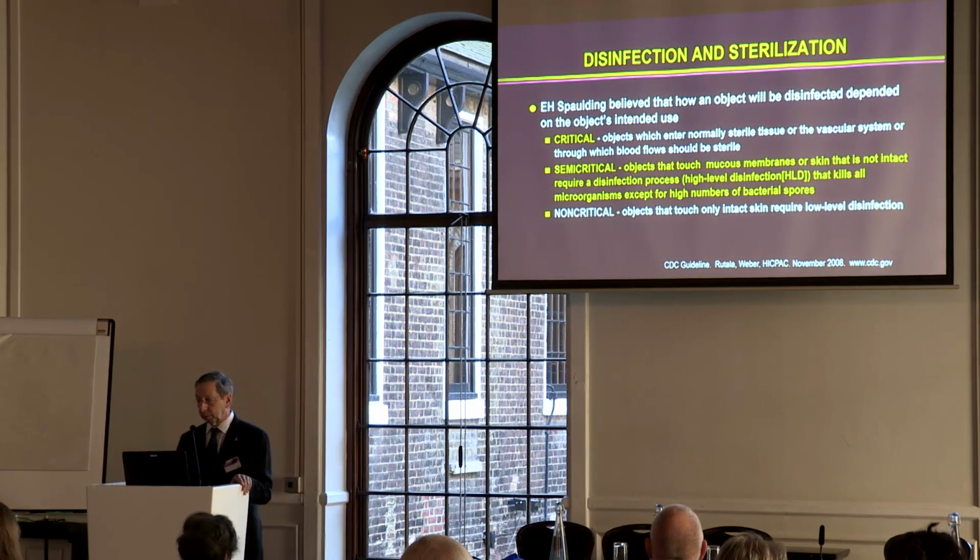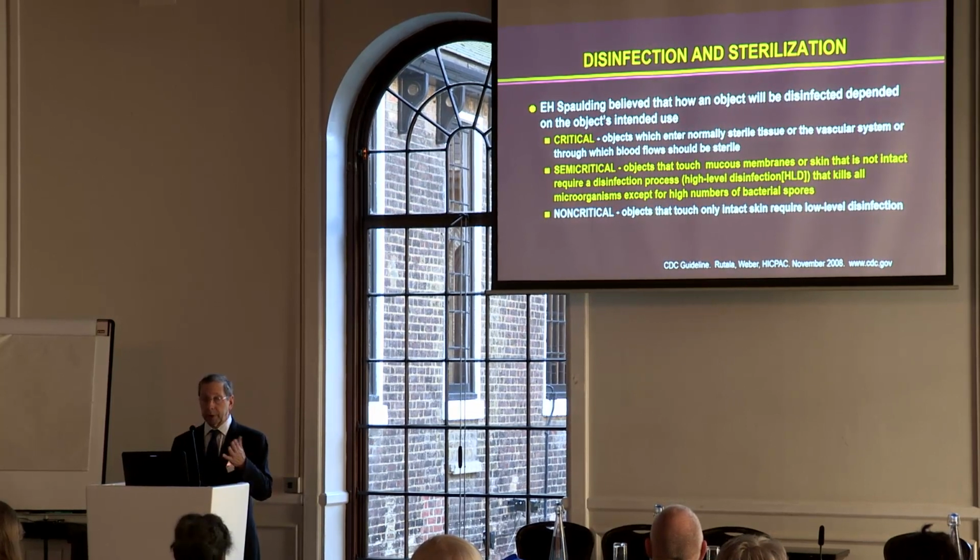But E.H. Spaulding believed that how an object will be disinfected depended on the object's intended use. And he broke it down into 3 groups. Critical, these are objects that normally enter sterile tissue or the vascular system and through which blood flows, and this would be like an artificial hip, pacemaker, surgical instruments, and they should be sterile. And that's used in an absolute sense, meaning devoid of all microbes.